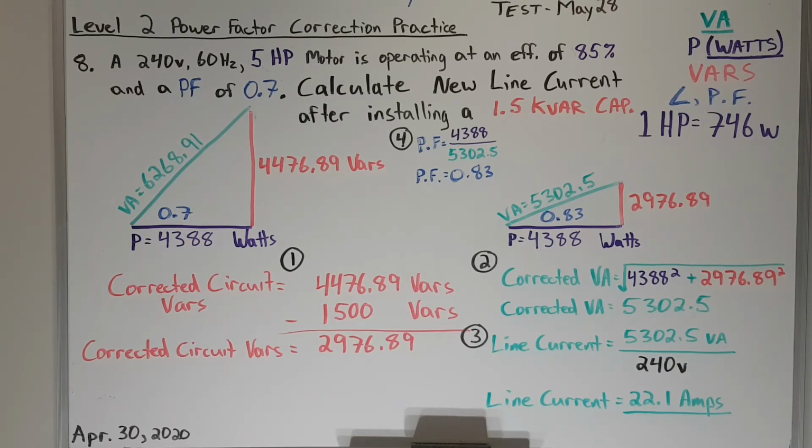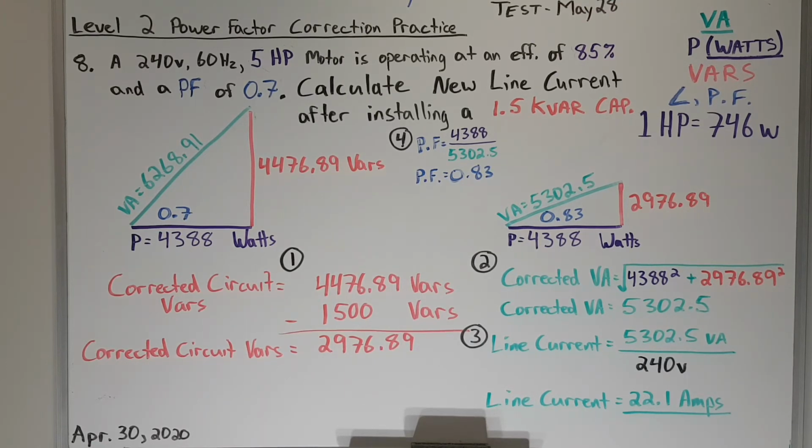So I now have my second triangle built with the new capacitor placed, the 1500 VARs. Now I can calculate step 3, my new line current. It's the same steps as before: the 5,302.5 VA divided by my voltage, which was 240. My new line current, you can see in the bottom right, is 22.1 amps.